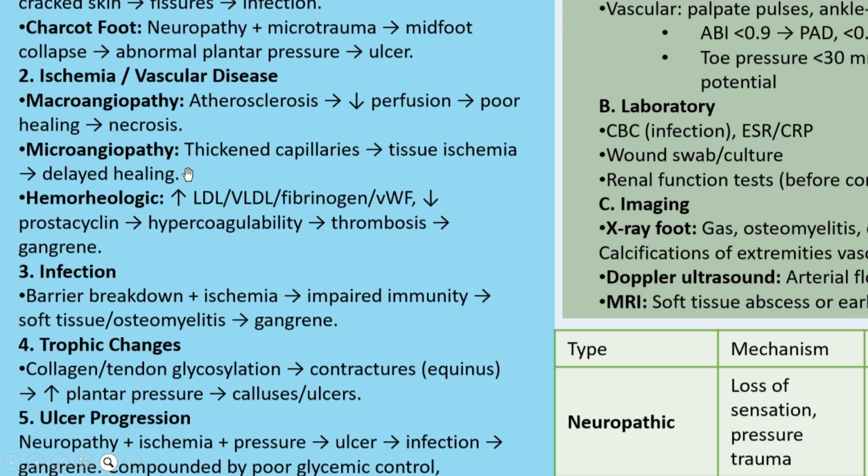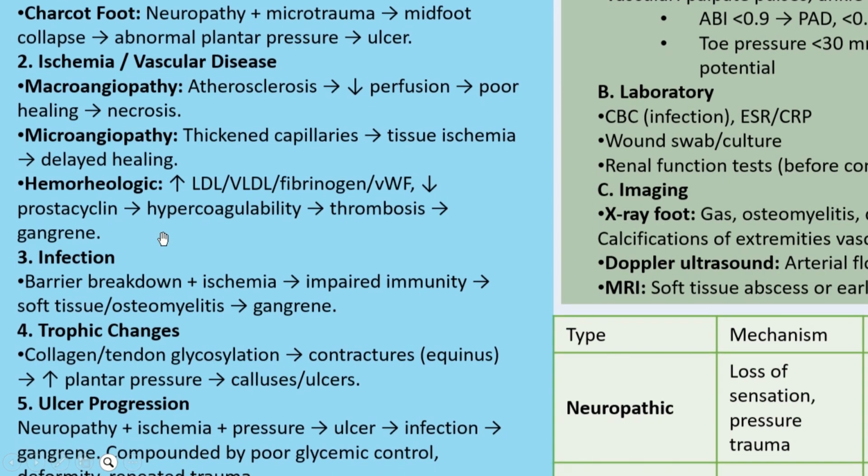and also that will eventually lead to delayed healing. Then we have here the hemorheological mechanism, where we have increased LDL, very low density lipoproteins, fibrinogen, and von Willebrand factor, and decreased prostacyclin. This is going to cause a hypercoagulable state and lead to formation of small thrombi. And this thrombosis is what is going to cause the gangrene in the distal end of the foot.